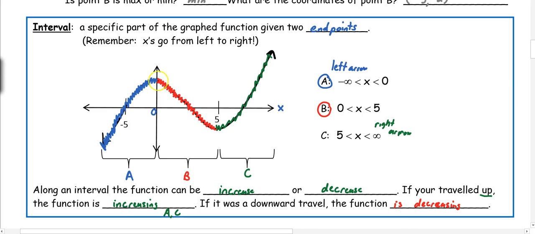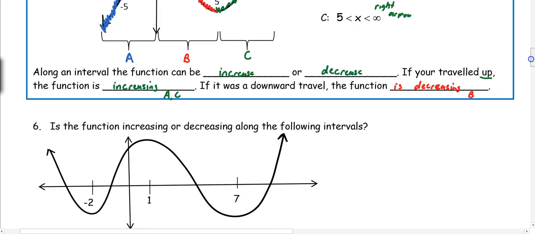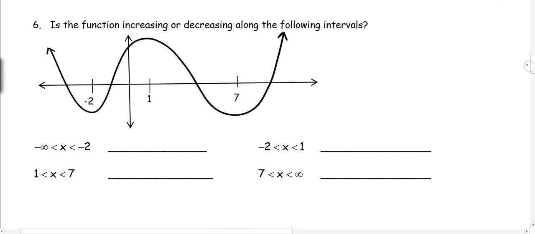So when we traced B from 0 to 5, we went down along our graph, which means that that would be decreasing for interval B. So let's look at a graph and identify if it's increasing or decreasing along the interval.